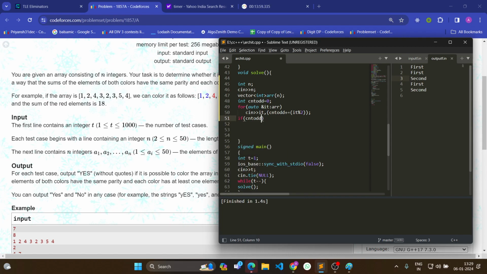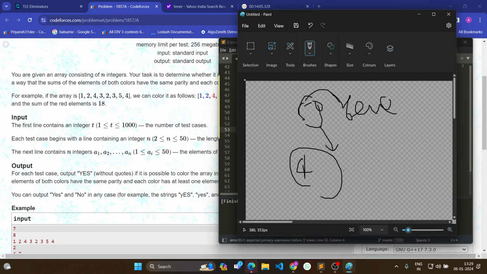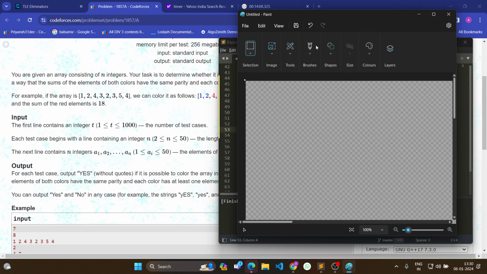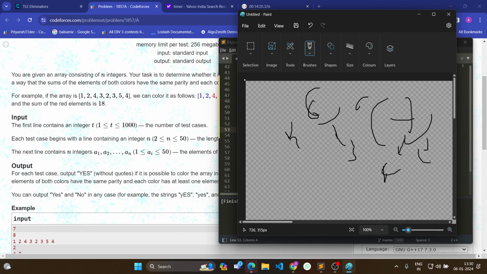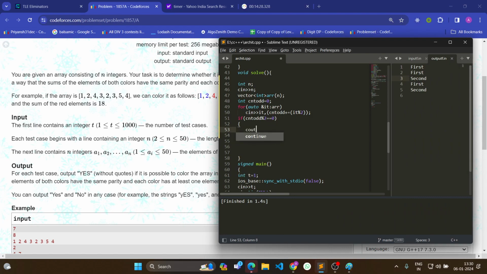If count odd mod 2 is equal to 0, then it is possible. It is always possible if the count of odd elements is even. Let me show you a case. Let's say we have 6 odd elements and 0 even elements. I can just split into 3 and 3. Both of them have the same parity. If it is 7, then it is not possible. If it is like 4, I can split into 2 and 2, and then both of these are even.